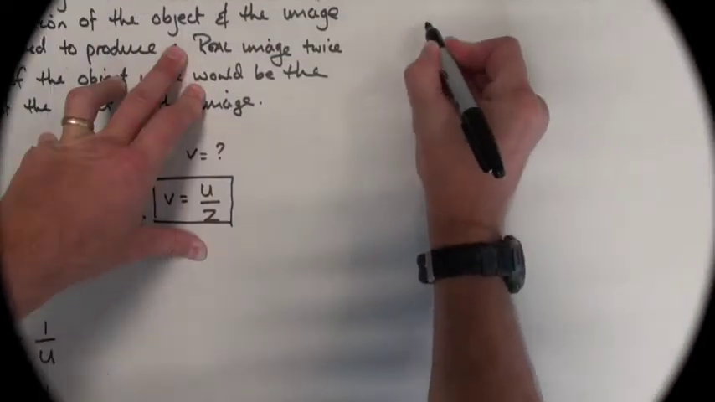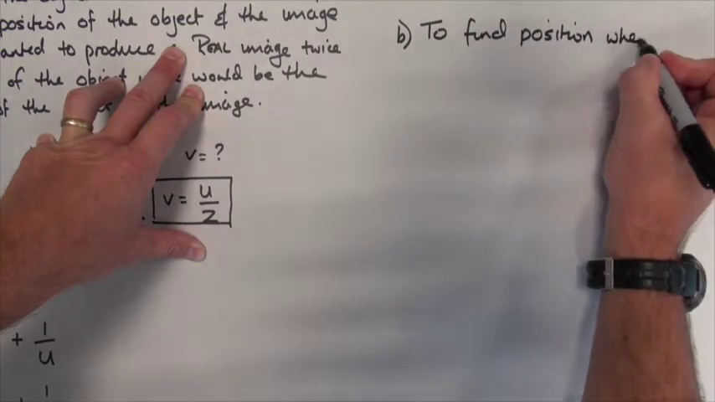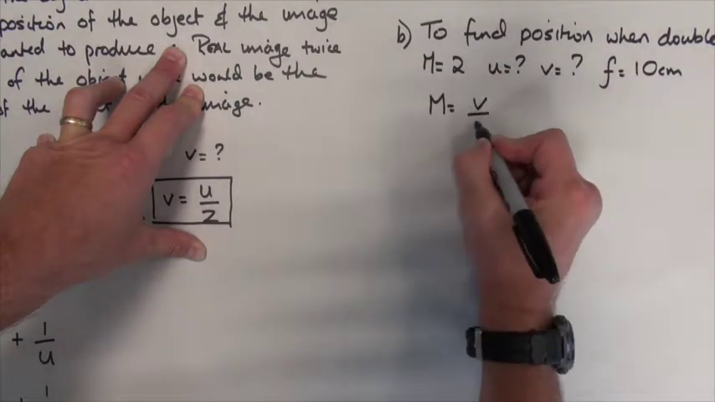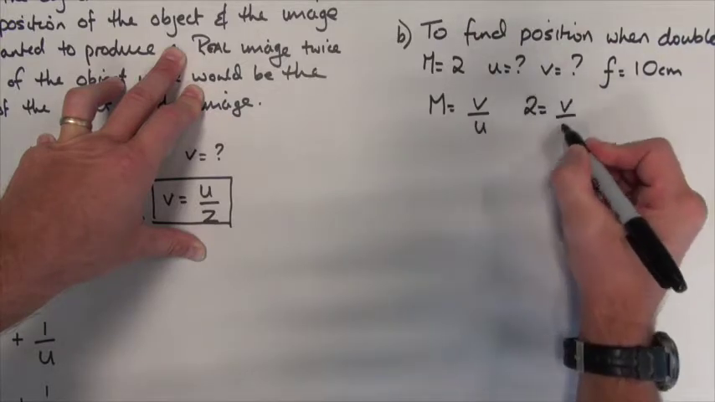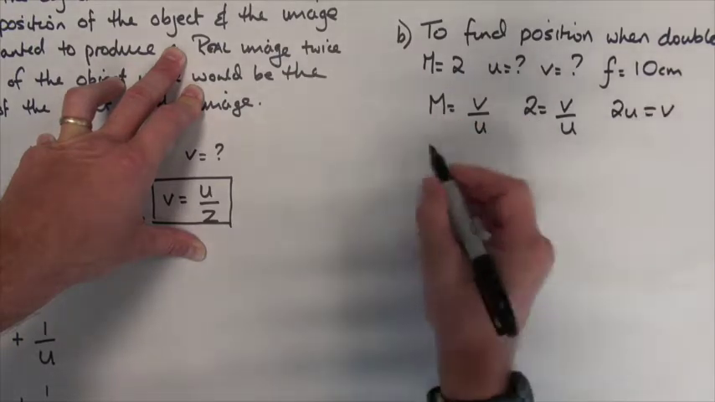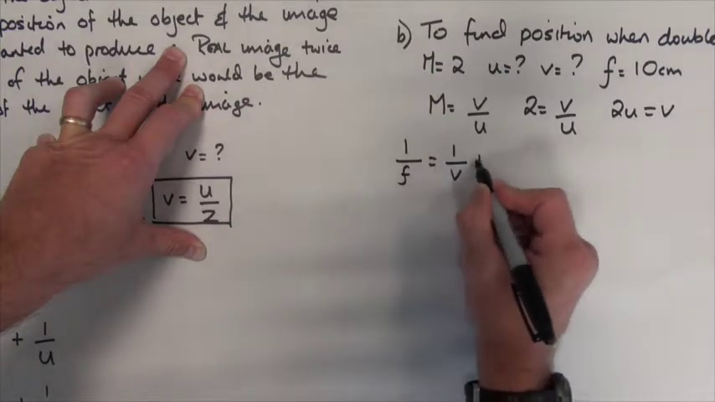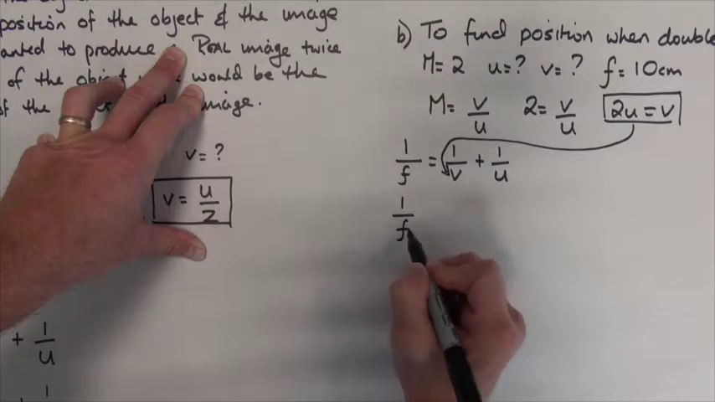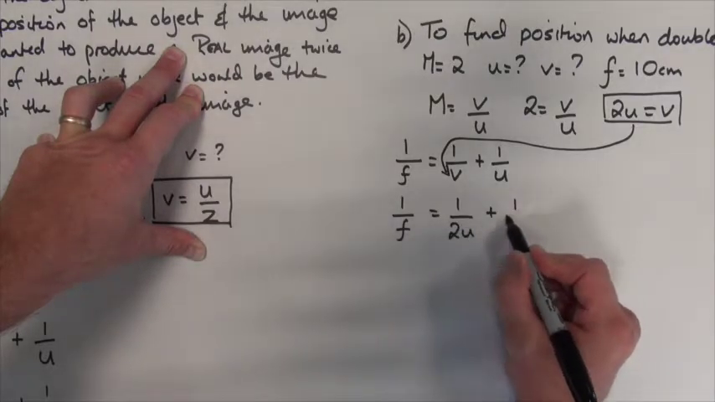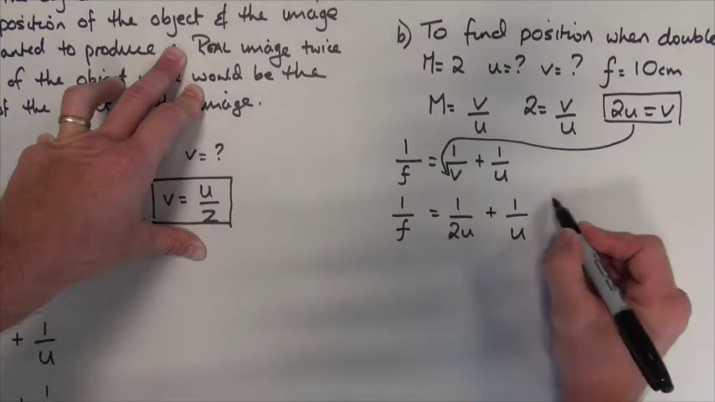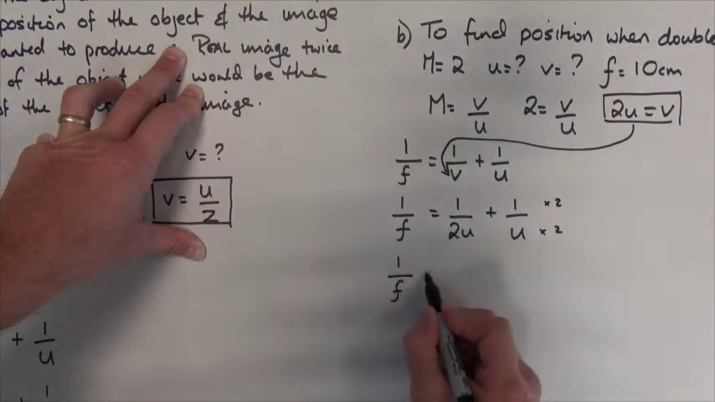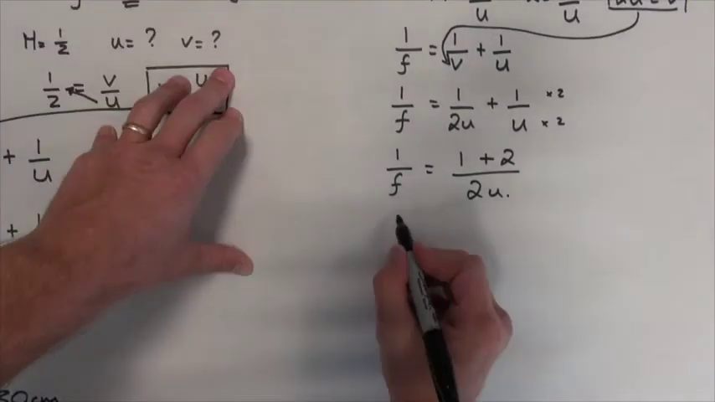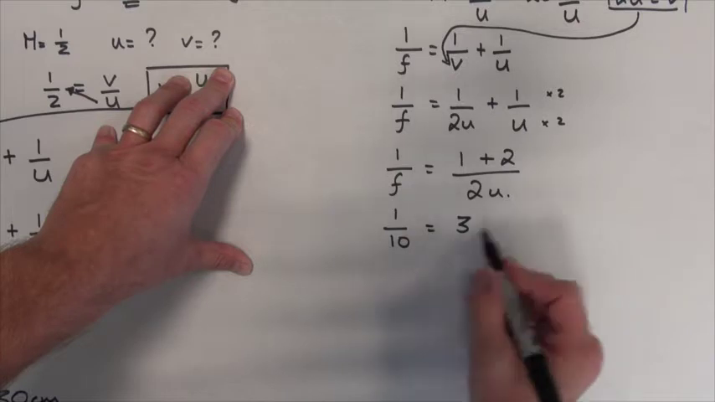So let's find the new object position for B. So remember that we've now got m, which is double the size. So in this case, we've got m equals 2, u and v have got to be found, and f equals 10. Okay, so we use the same formula, but in this case it's 2, not 1/2. I'll rearrange to make v the subject, and then I'll substitute that into the inverse equation. So there's my v. I'm going to substitute in for v. So I get 1 over f equals 1 over 2u plus 1 over u. So I make the denominators the same in both the fractions. So I multiply the last fraction by 2. So I get 1 over f equals 1 plus 2 all over 2u. So now I get 1 over 10 equals 3 over 2u.